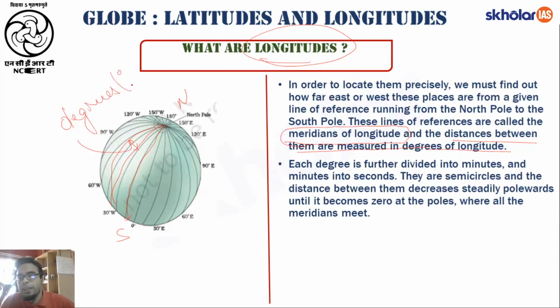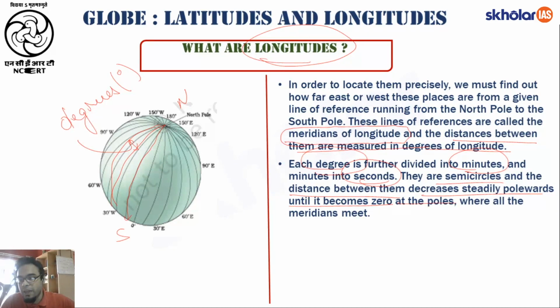This is how a degree is written. Understood? And each degree can be further divided into minutes, and the minutes on the other hand can be divided into seconds, right? And they are semicircles, and the distance between them decreases steadily polewards until it becomes 0 at the poles.